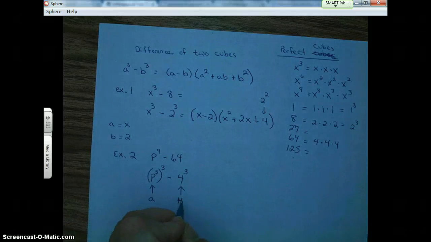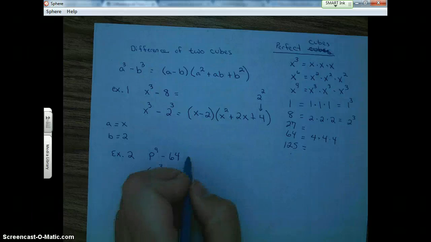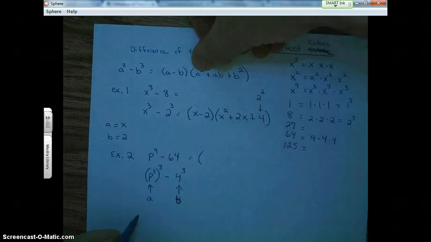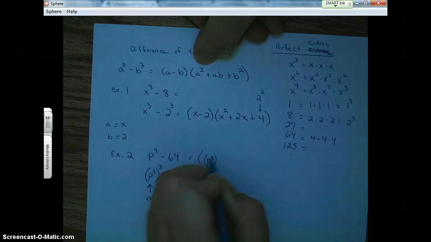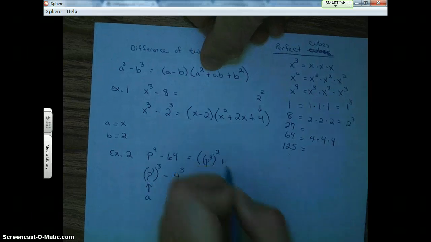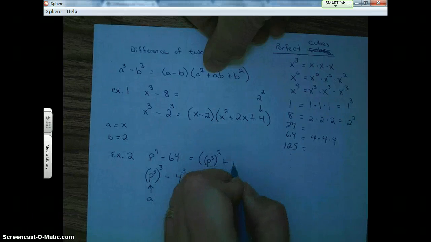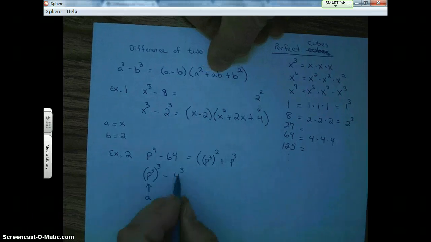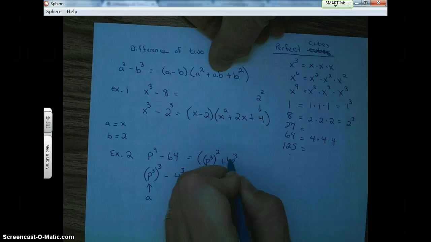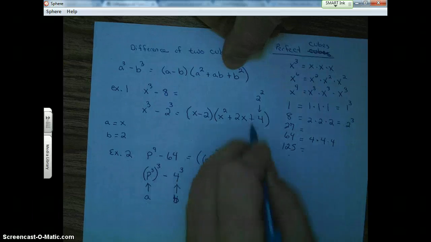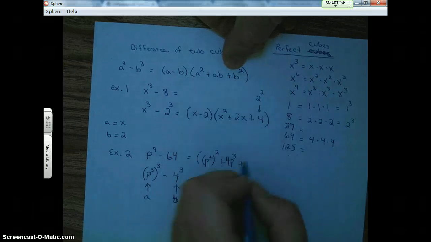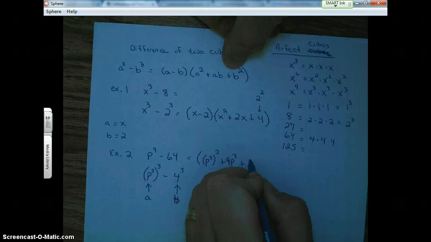Whoops, that's supposed to be a B here. Alright, let's plug it in. So in for A, p cubed, p cubed squared, plus in for A, p cubed, in for B, 4. I'm going to put the 4 in front, plus, and then we plug the 4 in for the B, 4 squared is 16.